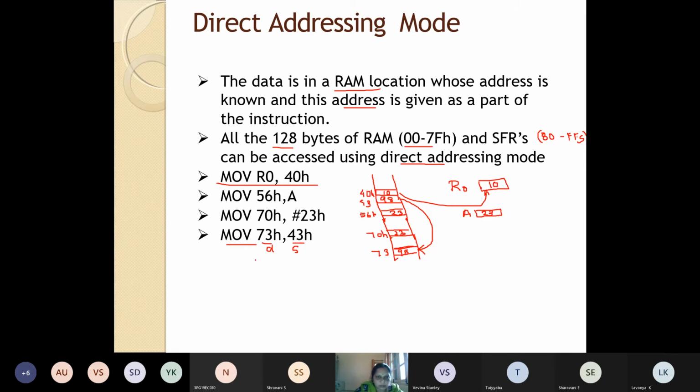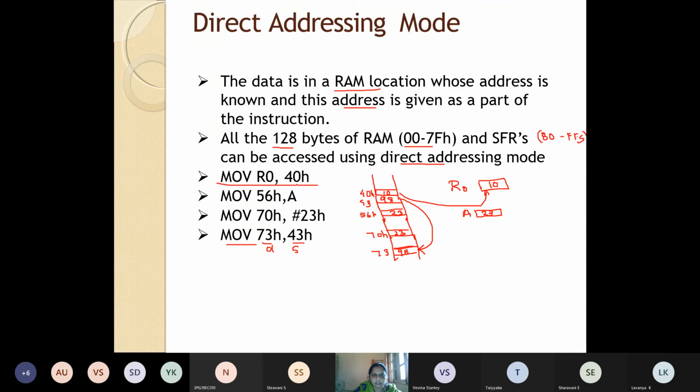Direct addressing mode, any doubt? No, ma'am. You got it? If I'm having the hash symbol, it is said to be immediate. If I don't have the hash symbol, whatever the number is, it refers to a RAM memory location.